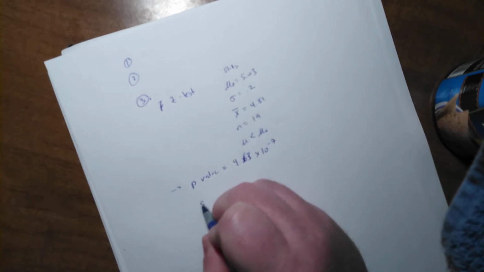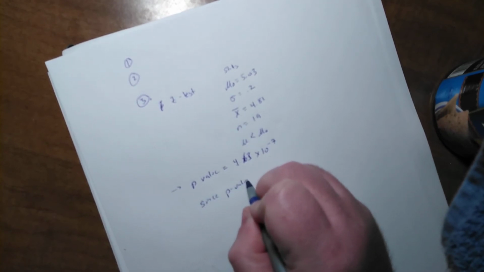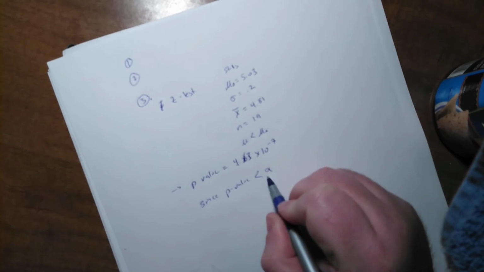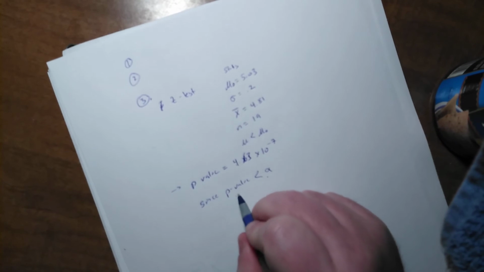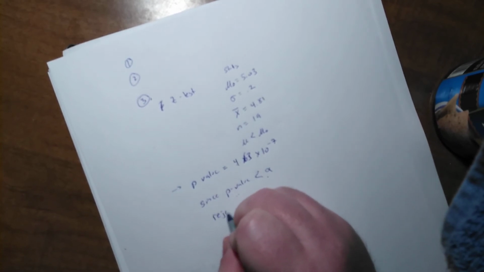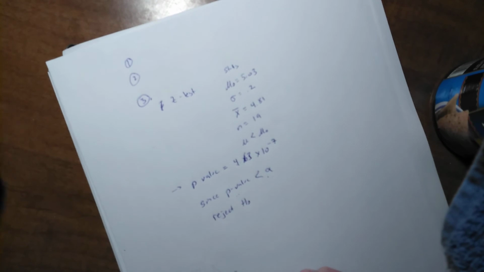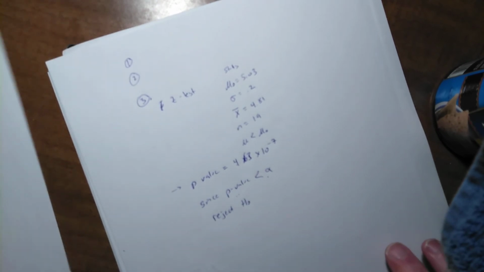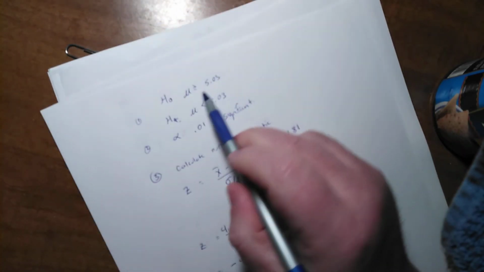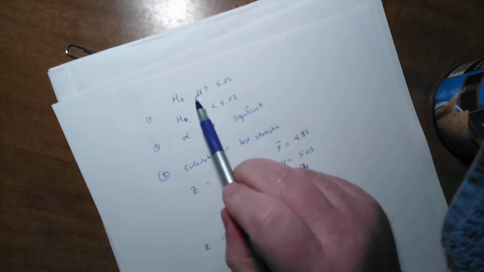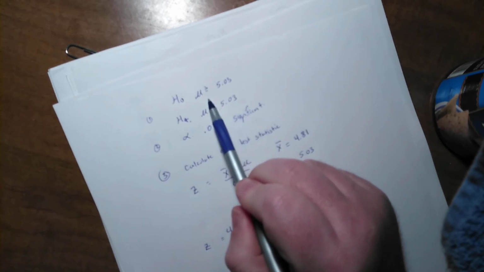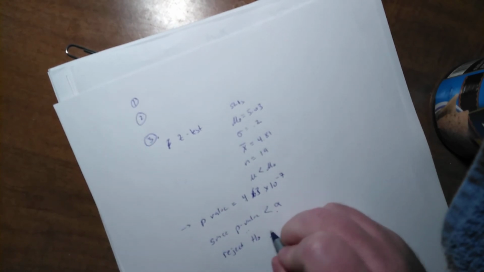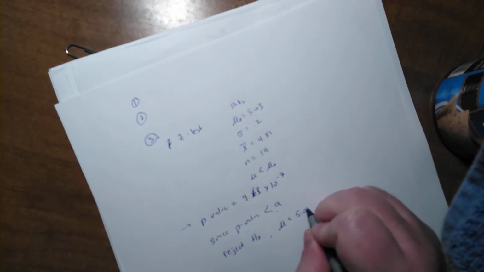Since my p-value is smaller than my alpha, that's the cutoff, and this is much, much smaller than that, we say reject the null hypothesis. If it was bigger, then we'd say don't reject H0. And going back, if you ever wonder where am I in the problem, what did the null hypothesis say? The null hypothesis said that the average was equal to 5.03. We rejected this. So what's the alternative? The alternative is less than. So reject the null hypothesis: mu is smaller than 5.03.